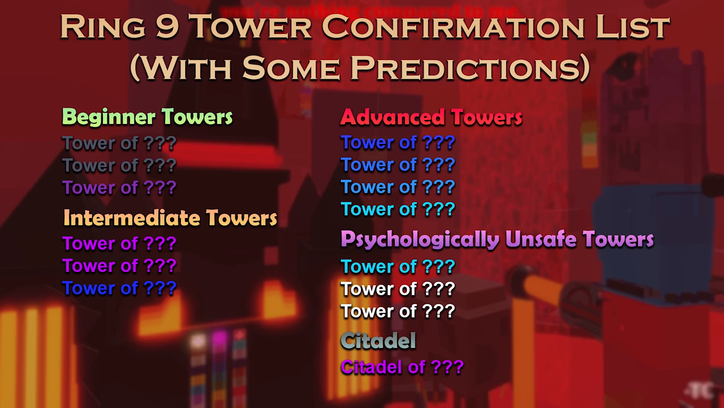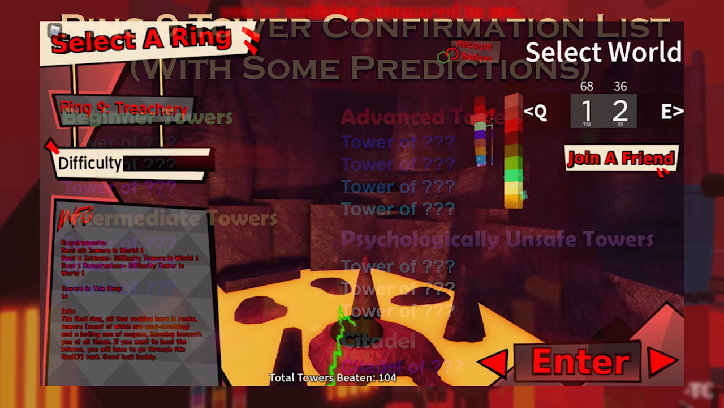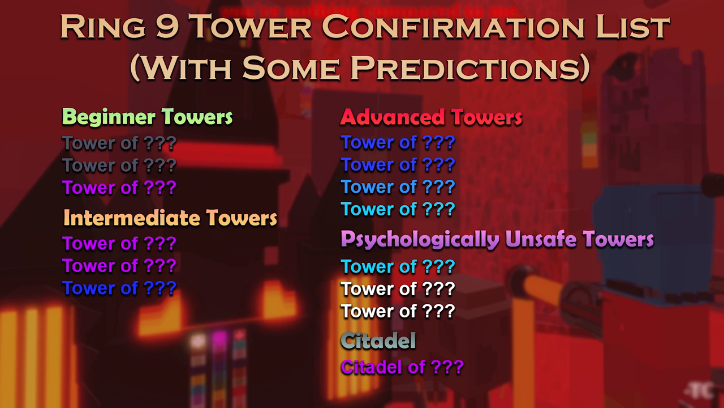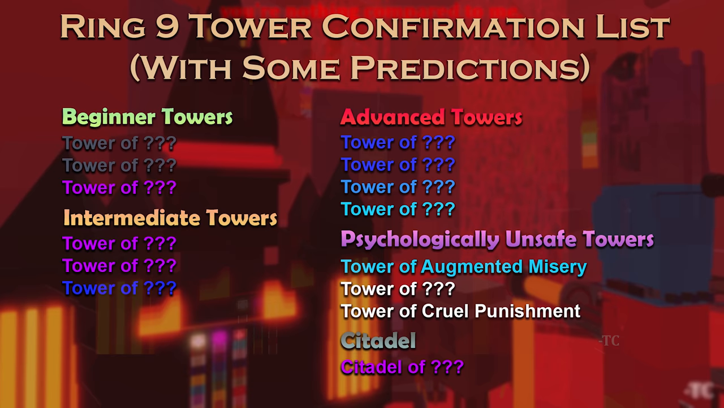Let's start by confirming the obvious towers. In the ring select, two towers are currently in Ring 9, Tower of Augmented Misery and Tower of Cruel Punishment. So let's first put those onto our list. These towers are also found in the fifth teaser. Speaking of that teaser, we can safely confirm two more towers, Tower of Bent Trauma and Tower of High Adrenaline.